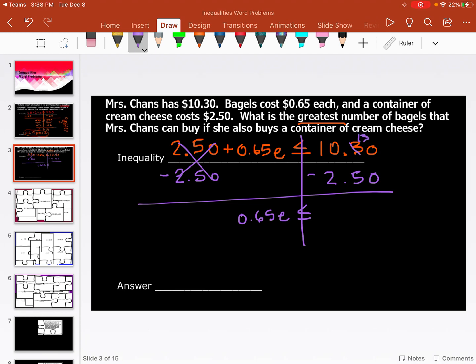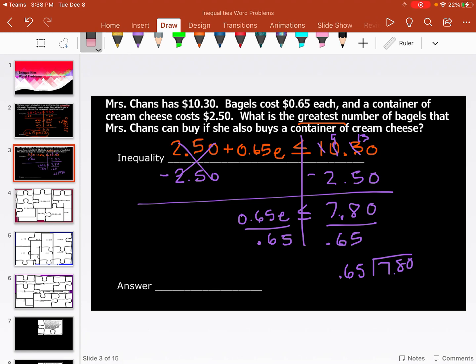This becomes a 13, this will be a 9, and that's gone. So you're going to get $7.80. Okay, and then last step is to divide both of these by 65 hundredths. Okay, and then 65 into 780, so it's 0.65 into 7.80. So I'm going to slide my decimal twice on the outside, which means I'm going to slide my decimal twice on the inside.